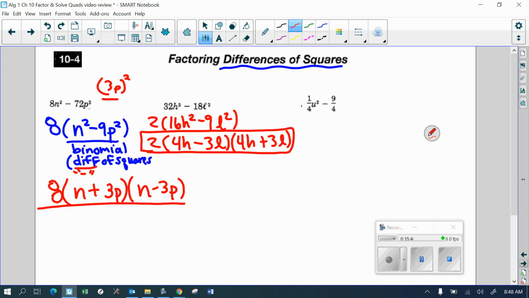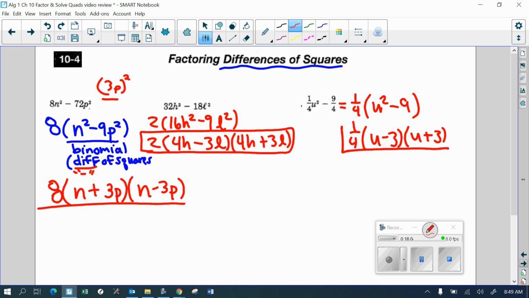But I could also factor out the 1/4. Take out the GCF, 1/4. That leaves me with u squared minus 9. And then I have 1/4, and both of these are perfect squares, so that's u minus 3 times u plus 3. It's always a setup.